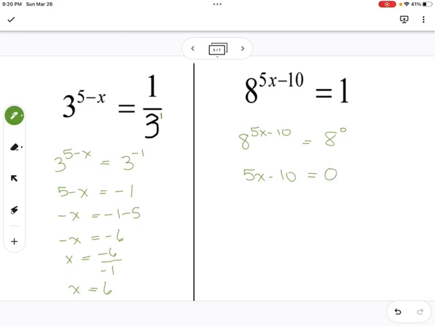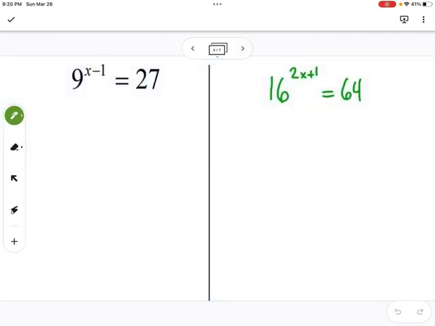Solving for x, we're going to bring that minus 10 to the other side. It'll be a plus 10, so 5x equals 10. And getting x by itself, we need to move the multiply by 5 to the other side. It'll be divide. 10 divided by 5, and x equals 2. Okay, and our last examples here.